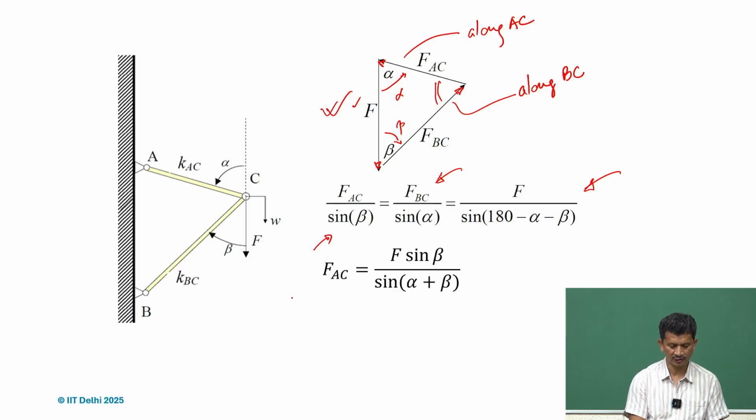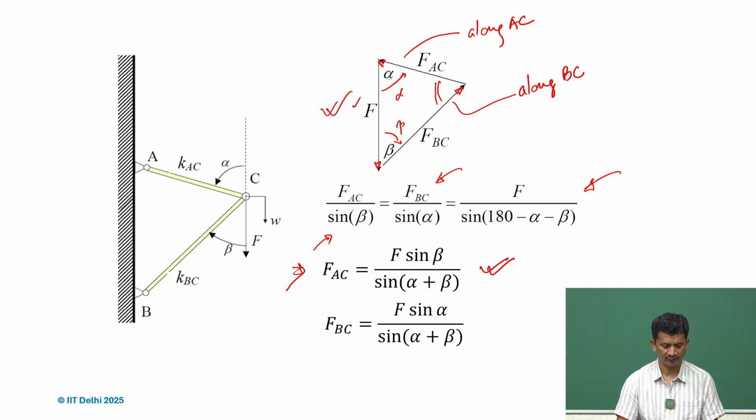Therefore, what we can write is FAC in terms of F. What we realize is FAC equals F sin beta over sin alpha plus beta. And then the force along BC, or on link BC, is FBC, which is again F sin alpha divided by sin alpha plus beta. So, in the numerator we are getting sin alpha and sin beta, and in the denominator sin alpha plus beta. That is the trigonometric function we are getting.